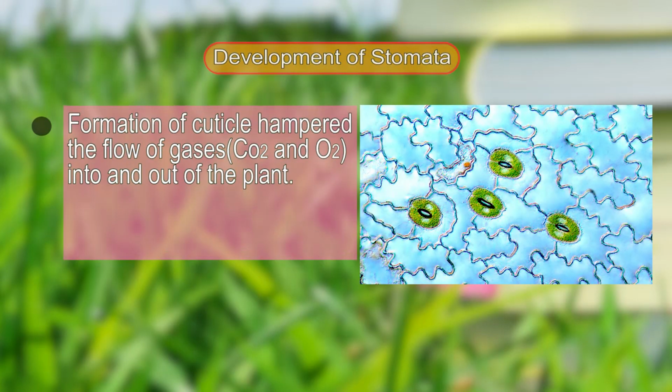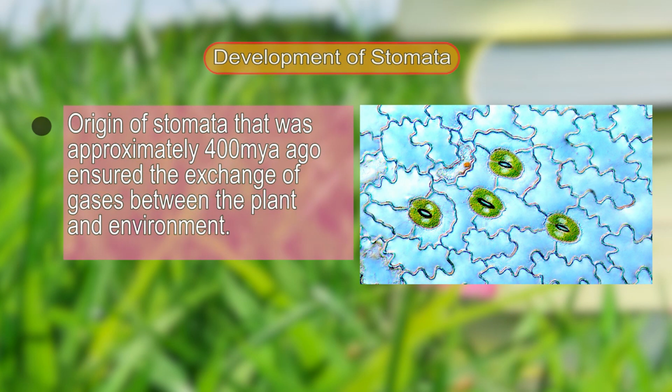With the formation of the cuticle, gaseous exchange was hampered. Now gaseous exchange is very important for the plants. As a result, the stomata was formed. The origin of stomata was approximately 400 million years ago, and this provided exchange of gases between the plant and the environment. So this is the structure of the stomata with two guard cells and the subsidiary cells that are present. Now, development of sporopollenin.